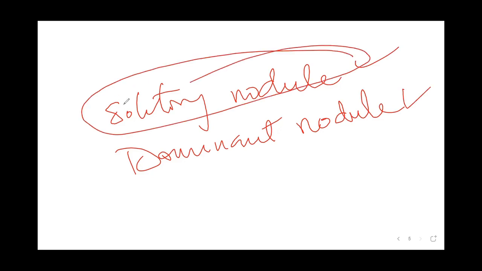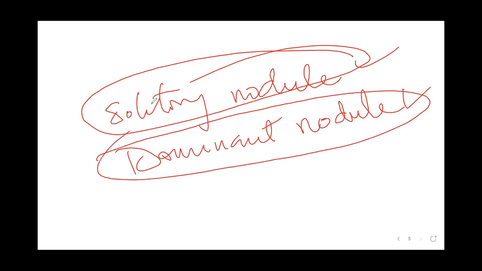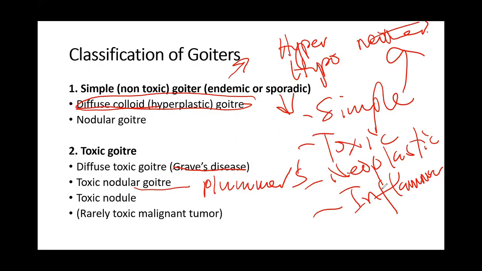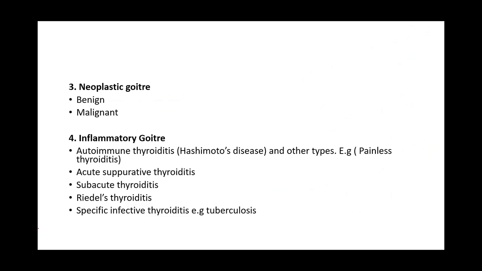Here you have an isolated nodule in an otherwise normal gland, okay? Here you have a more prominent nodule in a diseased gland, an already diseased gland. So you should read about the two. So toxic goiters could be diffuse toxic goiters, toxic nodular goiters. It could be a toxic nodule, and rarely, okay, rarely less than 5%, you can have a toxic malignant nodule.